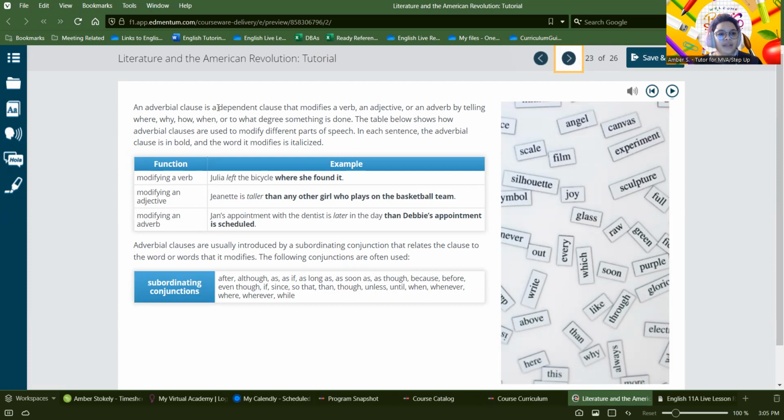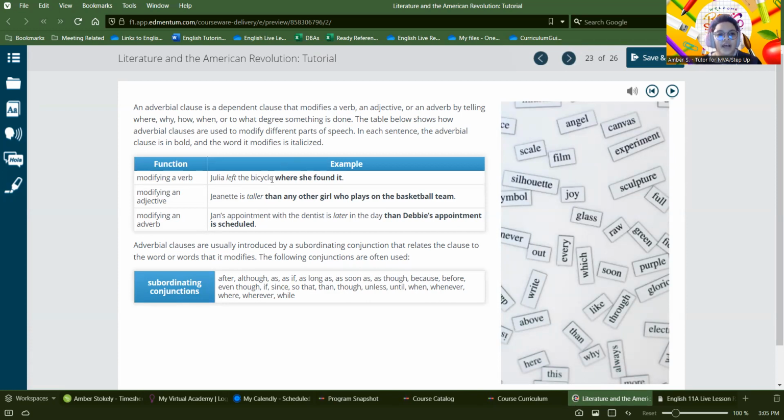It says here dependent clause. That's the piece of the sentence that needs more information, right? To be a complete sentence. It says that it modifies a verb. So this is just the part that's an adverb. So modifies is to change a verb or an adjective, right? By telling where, why, how, when, or to what degree something is done. So if you're describing the way something was done or something about how it was done, that's an adverbial clause.